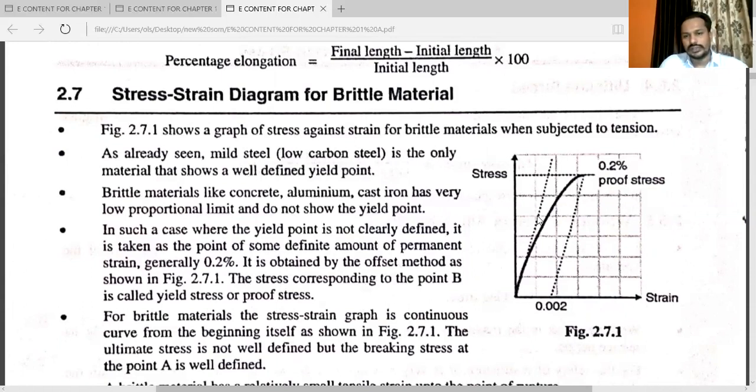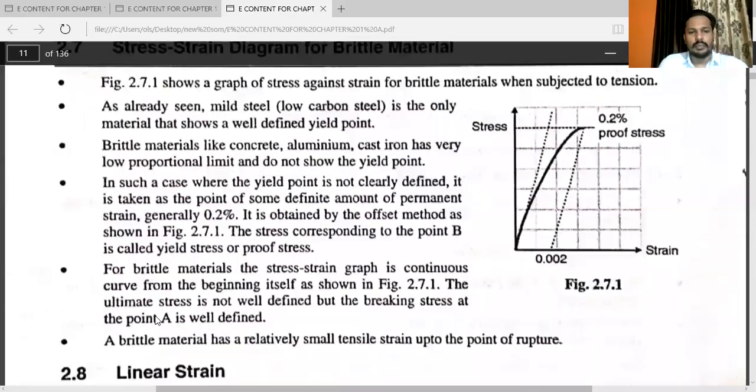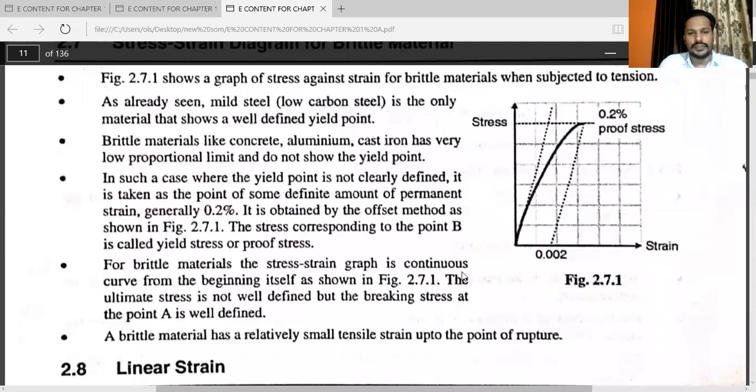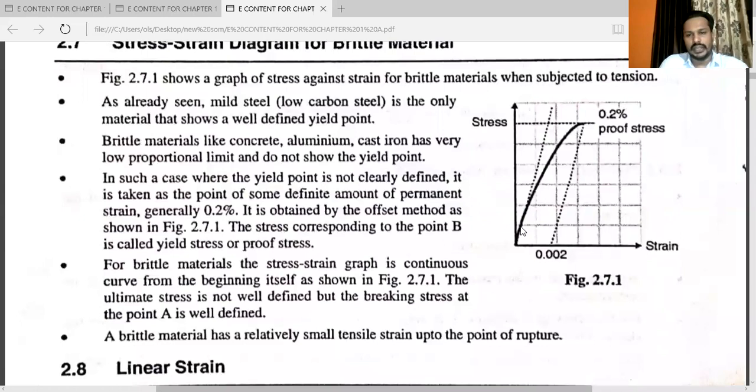So you can see this dotted line is shown, and this one is also a dotted line. The stress corresponding to the point B is called yield stress or proof stress. You can see the proof stress here. For brittle materials, the stress-strain graph is a continuous curve from the beginning itself.